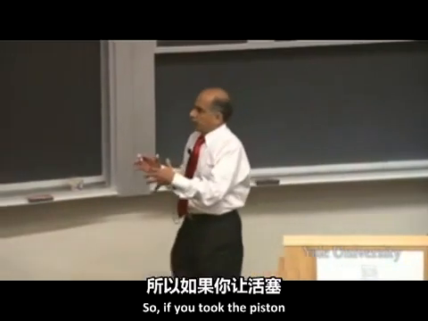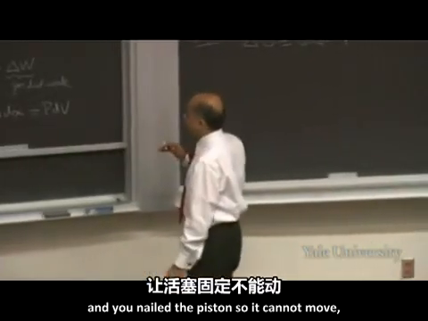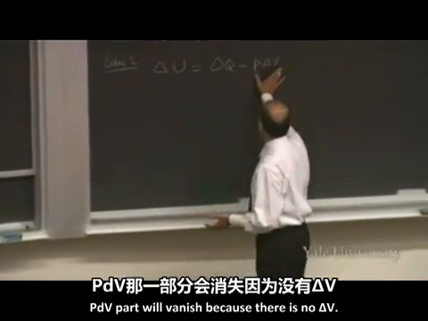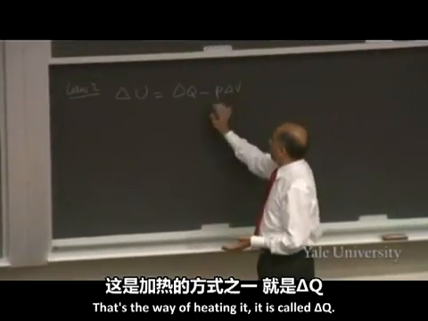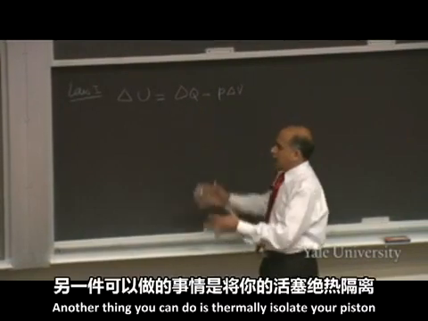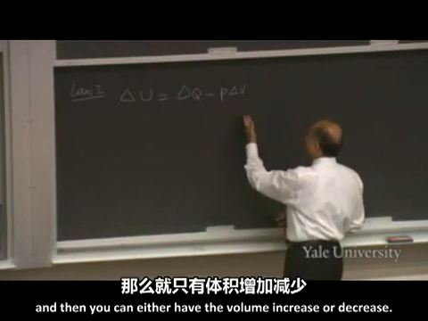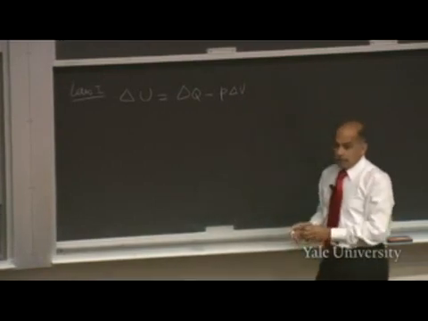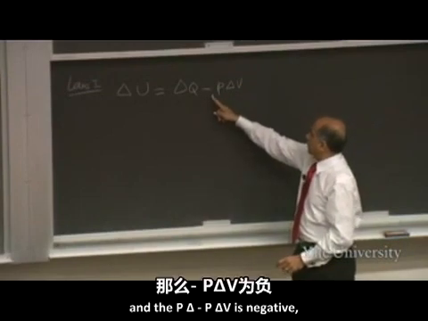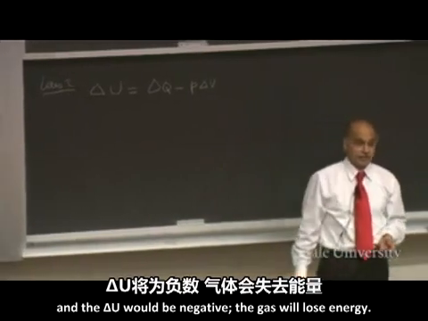So if you took the piston and you nailed the piston so it cannot move, and you put it on a hot plate, the P dV part will vanish because there is no delta V. That's the way of heating it, called delta Q. Another thing you can do is thermally isolate your piston, so no heat can flow in and out of it, and you can either have the volume increase or decrease. If the gas expanded, delta V is positive, and the minus P delta V is negative, and the delta U will be negative, the gas will lose energy.